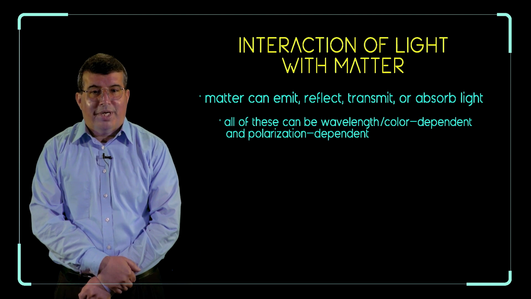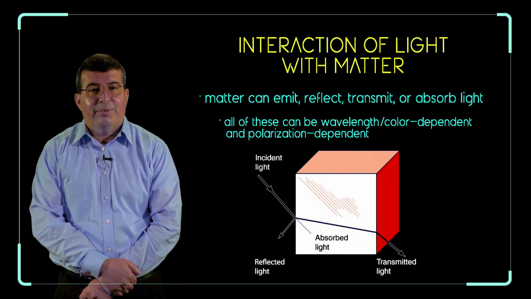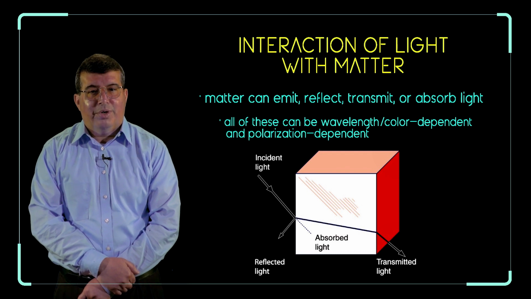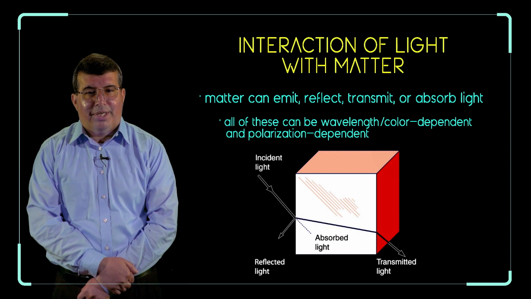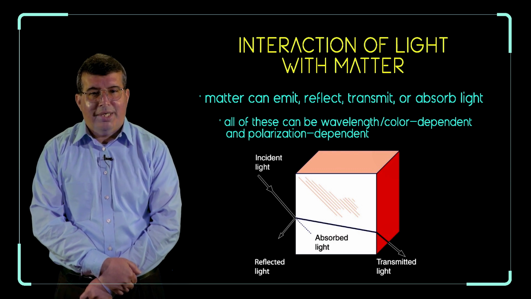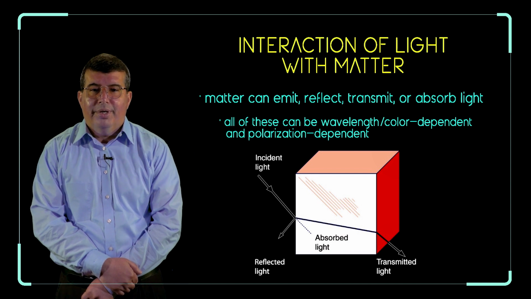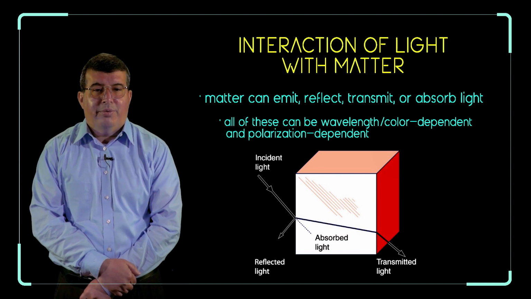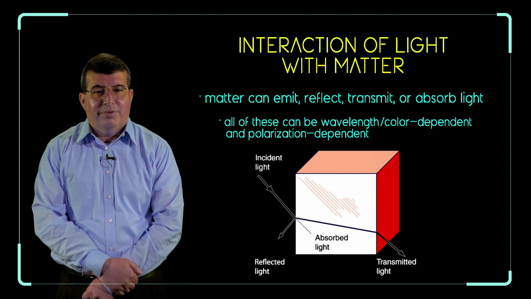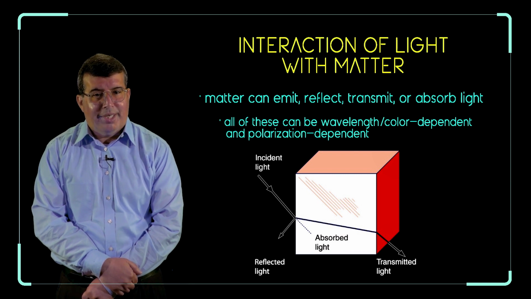So let's take a look at this diagram to see what we're talking about with each of these processes. In this diagram, you'll see a ray of light or a beam of light marked as incident light. That is the light that is shining on this cube of matter. Now, when the incident light hits the surface of the cube of matter, it can bounce off. That would be reflection. So the incident light bounces off of the surface and gives us reflected light.